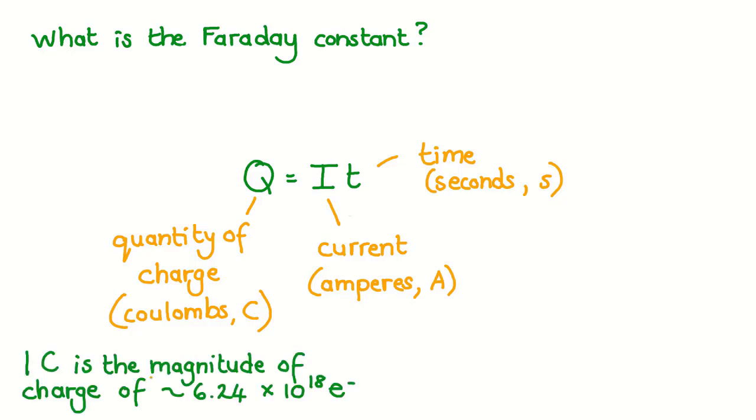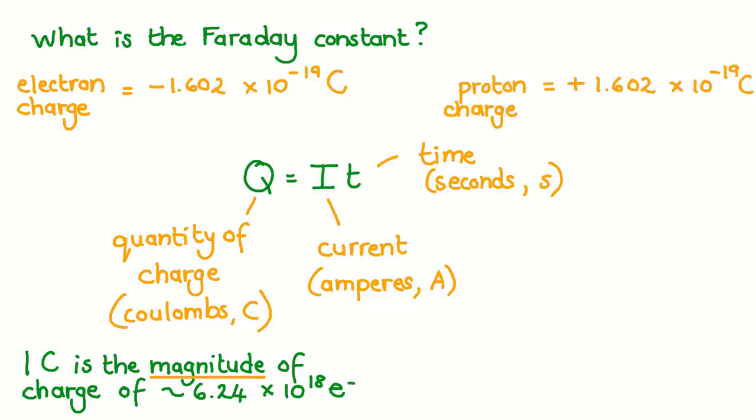1 coulomb is the magnitude of charge of approximately 6.24 times 10 to the 18 electrons. We know that electrons are negatively charged, and in fact their charge is negative 1.602 times 10 to the negative 19 coulombs. And we know that protons are positively charged by the same magnitude. This value is called e, the elementary charge.